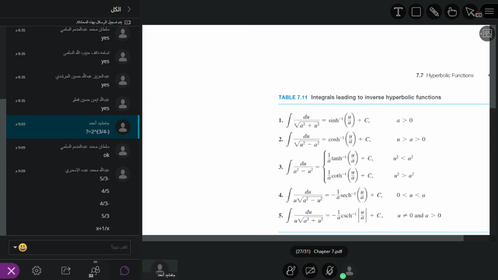Now if we simplify more, we take the least common multiple. So here x square plus 1 divided by x. This is our answer.